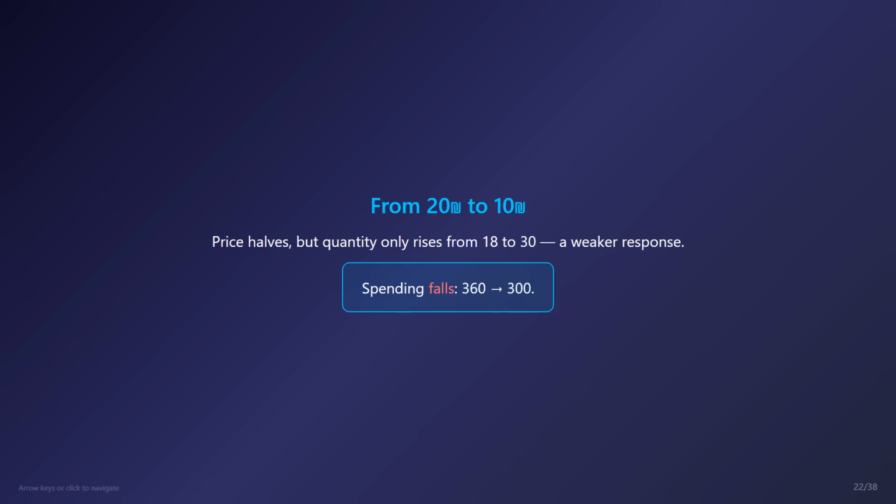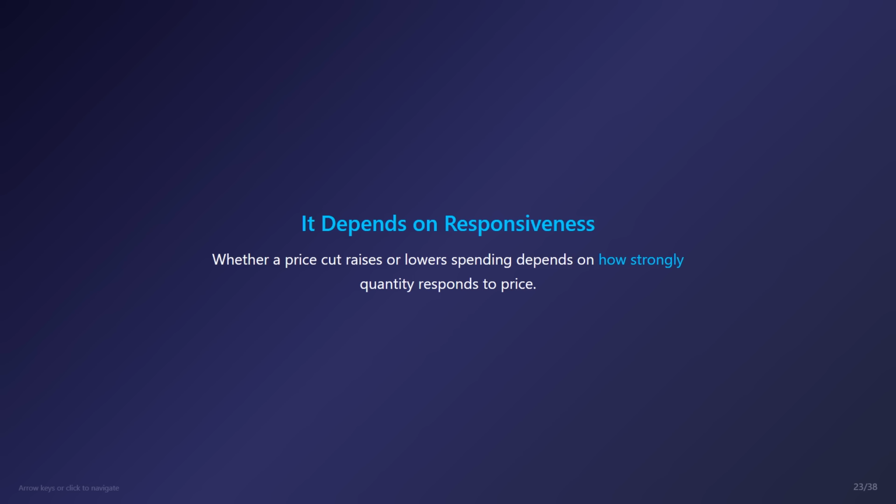Now go from 20 shekels to 10. This time the price halves, but quantity only climbs from 18 to 30, a much weaker response. So total spending falls from 360 back down to 300. So whether a price cut raises or lowers total spending depends on one thing: how strongly the quantity responds to the change in price. A strong response and a weak response give opposite results.